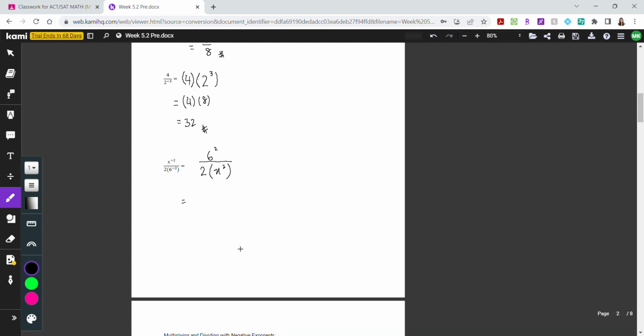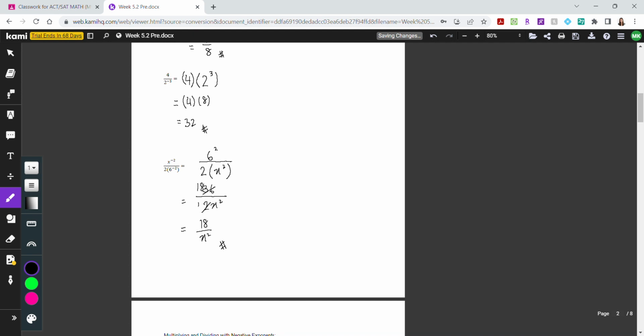All right, from here we are going to square as needed. So 6 squared is going to be 36 over, let's see, 2 times x squared is going to give us 2x squared. Now, if you look, we can actually simplify, right? Because 36 and 2 can be divided. So 36 divided by 2 is 18, and 2 divided by 2 is 1, all right? So then finally, this is going to give us 18 over x squared, and that'll be the answer, all right?